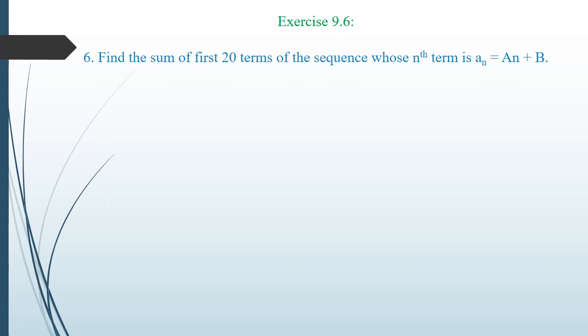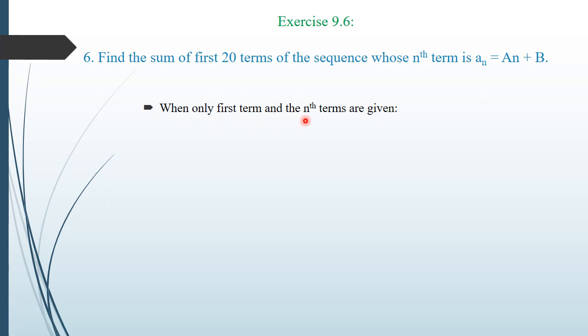Find the sum of first 20 terms of the sequence whose nth term is given as an equal to An plus B. Here, instead of giving a particular number, he has mentioned it as An plus B, that is the nth term is given. Remember one thing, whenever the nth term is given, we need to just modify the sum of sequence formula. Let us see how we can do that.